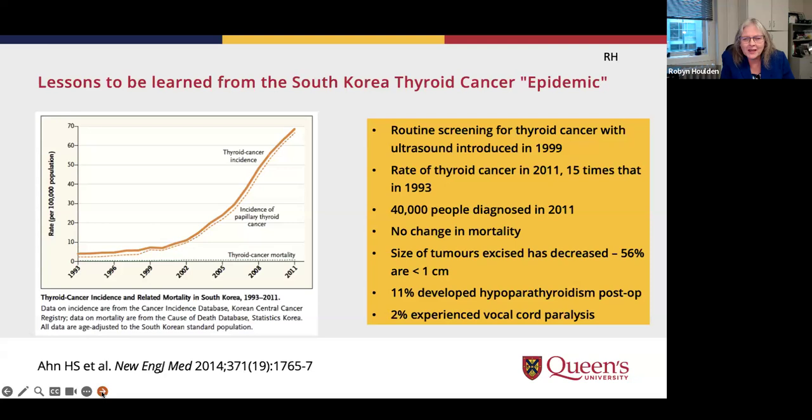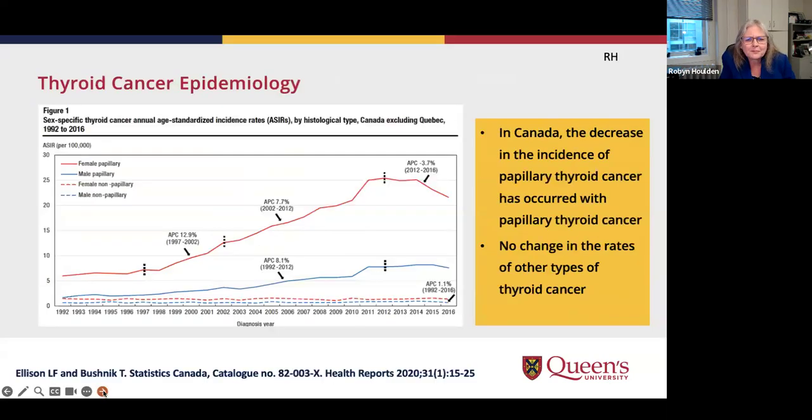And just to show you that there is potential for harm, 11% of these cases developed hypoparathyroidism, which is a nuisance and hard to treat, and 2% got vocal cord paralysis, the two big risks of thyroid cancer surgery. So South Korea, I think, is trying to curb that epidemic now and is discouraging this aggressive routine screening. There's no body worldwide that recommends routine screening for thyroid cancer. Okay, and then we get ready for the next slide here.